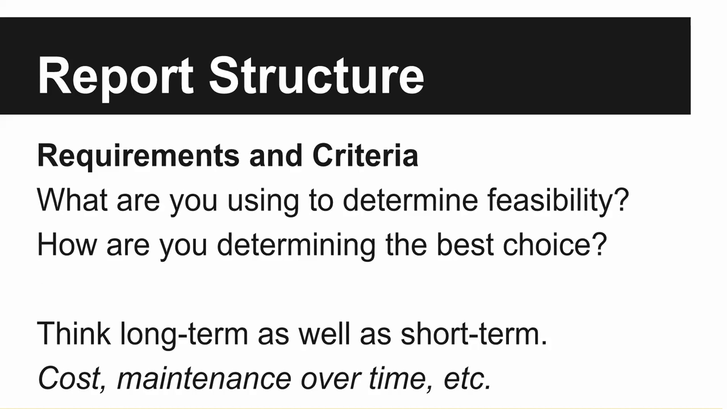Then we talk about our requirements and our criteria. What parameters are you using to determine feasibility? How are you determining the best choice in your recommendation report? So these can be things like cost. If you're looking at, say, phones or computers, it would be battery power. For cars, it might be gas mileage, warranty. And it's important when you're looking into your requirements and criteria to think long-term as well as short-term.